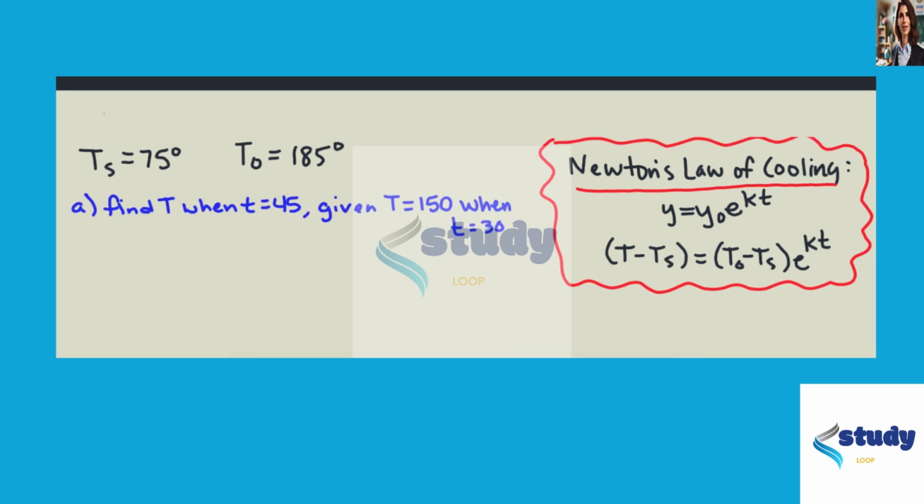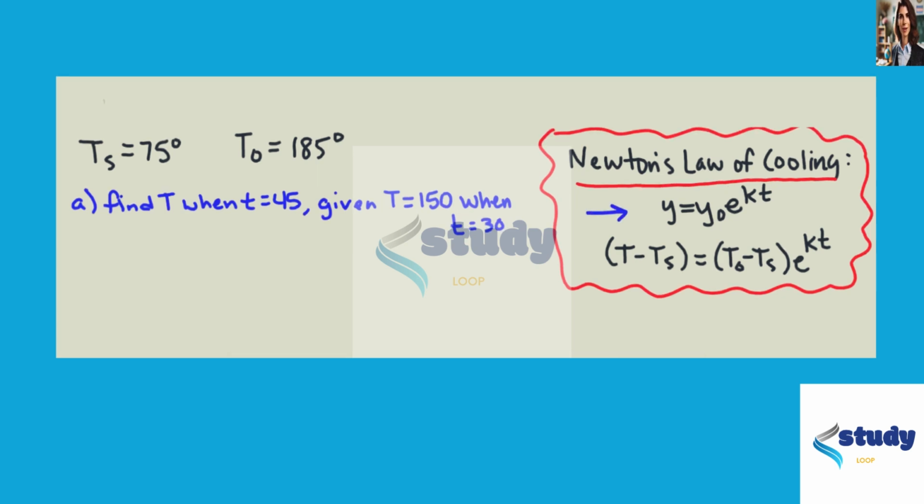This problem uses Newton's law of cooling, and we see when we read through the lesson in the book that Newton's law of cooling fits the model for exponential growth and decay, y equals y naught e to the kt. And we can also make it a little bit more problem specific if we replace the y with T minus T sub s. T is the final temperature of the object, T sub s is the temperature of the surroundings, and we can replace y naught with T naught minus T sub s. T naught is the initial temperature of the object, and T sub s is the temperature of the surroundings.